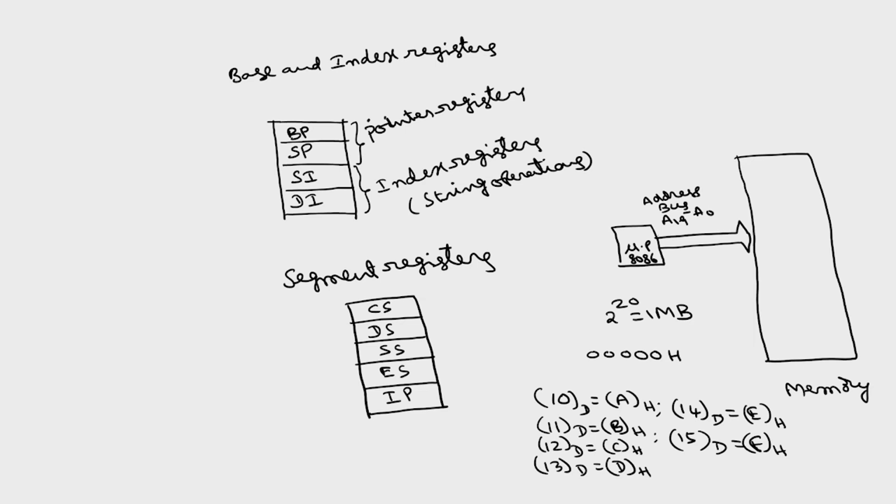In binary form, 0 to 9 is the same as 4 bit BCD. If I take the BCD numbers, 0 is nothing but 0000. How to convert a hexadecimal number into a binary number? Hexadecimal to binary conversion.